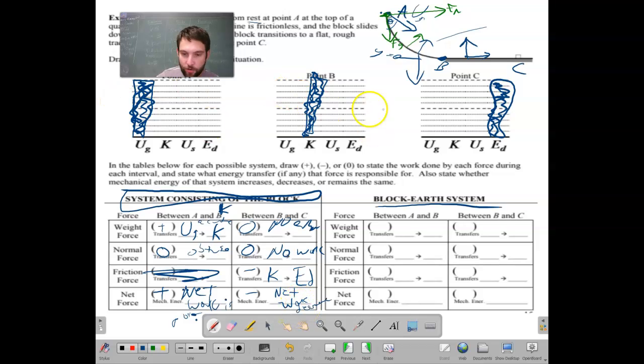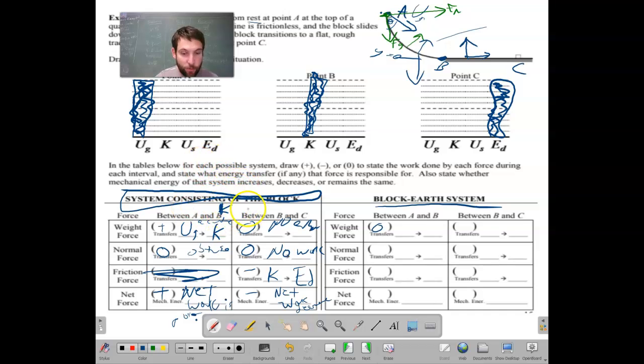Now, with the block-Earth system, this weight force is brought on by the Earth, right? So now this weight force is internal. And internally, if there are forces acting, it's not affecting your displacement or your motion. So the weight force is not doing any work. Let's revisit over here to think about this more specifically.